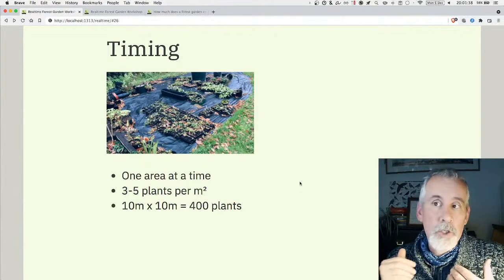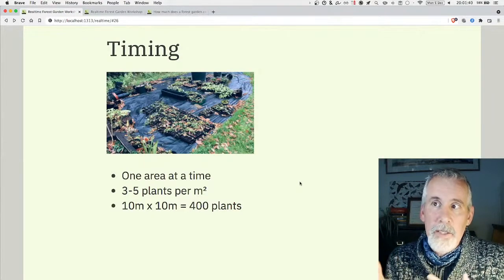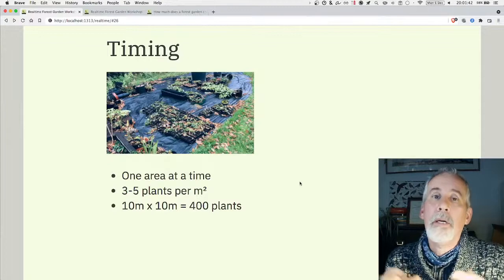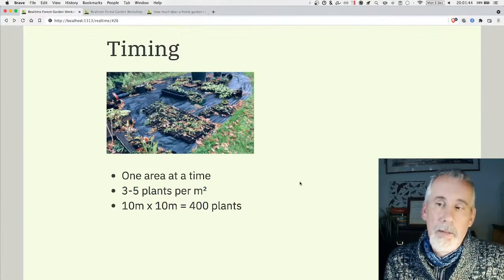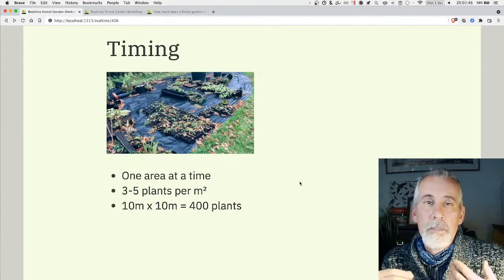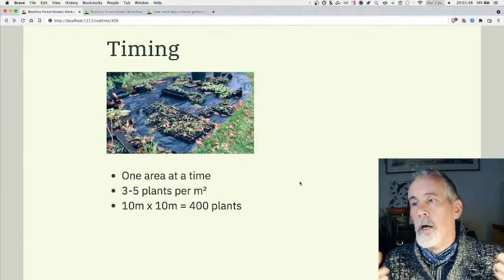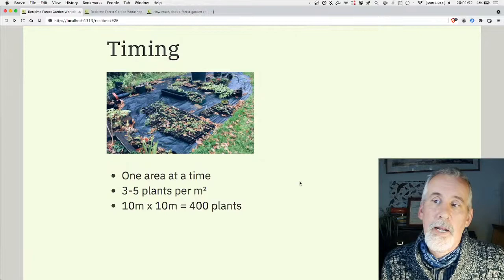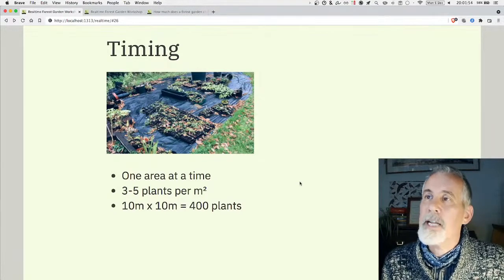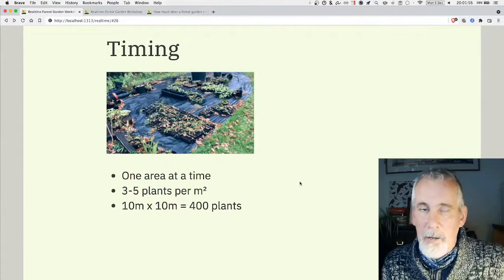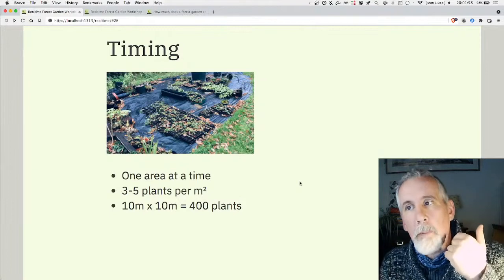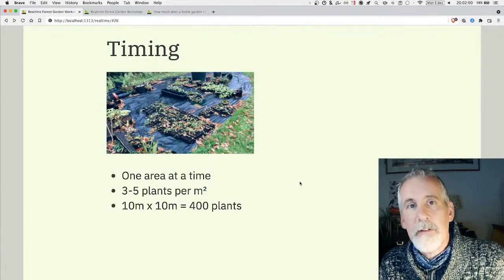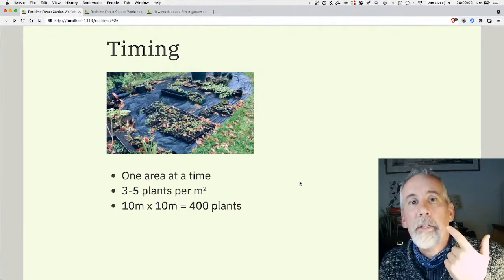One of the main things I didn't really get until I started doing it was the amount of ground cover plants that you need to put in at the beginning. It's 3 to 5 plants per square meter, and if you've got a 10 by 10 meter space, that's 400 plants. If you're buying 400 plants at £5 a plant, that's ridiculous amounts of money. So either you buy plug plants, or you buy some plants at the very beginning, when you move into a place, and then you propagate them.